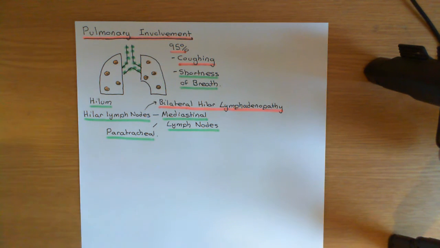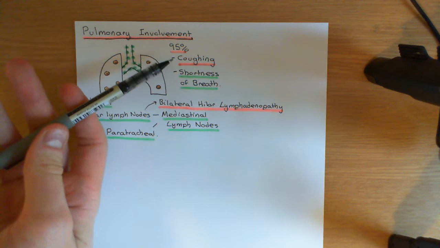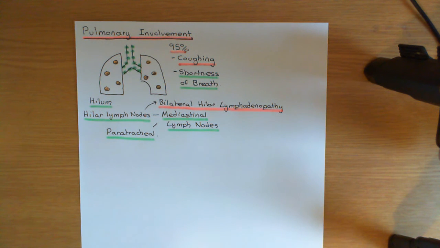Okay, so that's the major site where sarcoidosis affects. You get granulomas forming in the actual lung tissue itself and also in these mediastinal lymph nodes, particularly in the hilar mediastinal lymph nodes. And as we say, 95% of people with sarcoidosis will have pulmonary involvement and will generally present with these symptoms of coughing and shortness of breath. For this reason, people with sarcoidosis are generally managed by pulmonologists, which are doctors who specialise in the lungs and the respiratory system. So this is the major place which sarcoidosis affects.